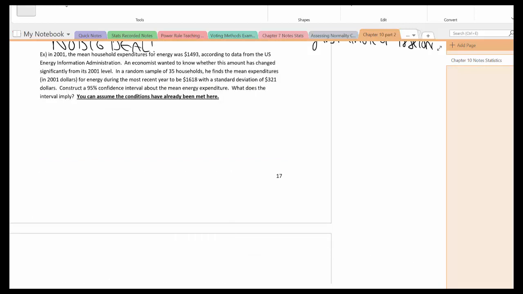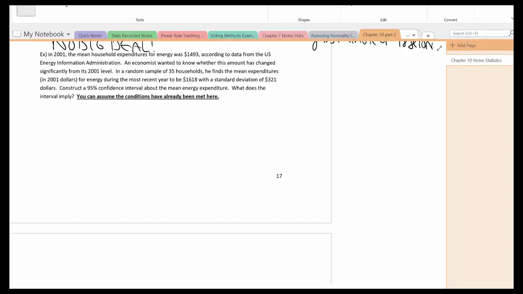Okay, last example. So in 2001, the mean household expenditures for energy was $1,493, according to data from the U.S. Energy Information Administration. The economist wanted to know whether this amount has changed significantly from its 2001 level. In a random sample of 35 households, he finds the mean expenditures in 2001 dollars for energy during the most recent year to be $1,618 with a standard deviation of $321. Construct a 95% confidence interval about the mean energy expenditure. What does the interval imply? You can assume the conditions have been met here.